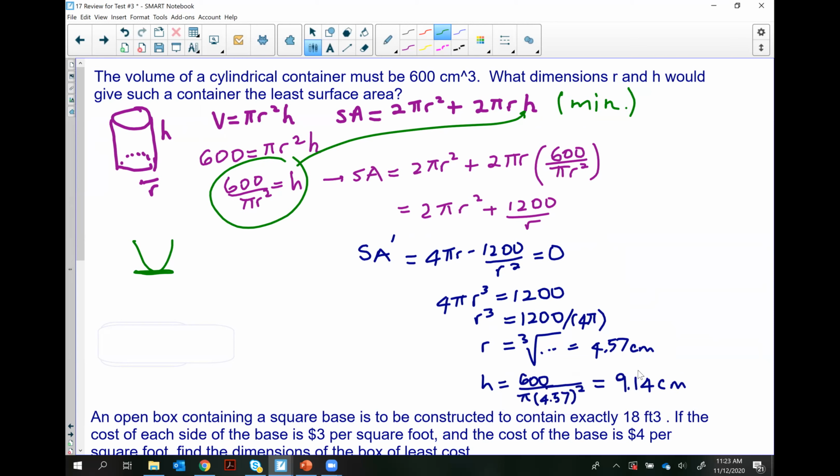And if they ever ask you what is the lowest surface area for this box, you will put R and H back into the original equation. If it ever says, okay, demonstrate that this is indeed a minimum, not a maximum, you would take the second derivative and show the second derivative is positive at this R value. Positive meaning it's concave up. That means at the point obtained, we have a minimum.